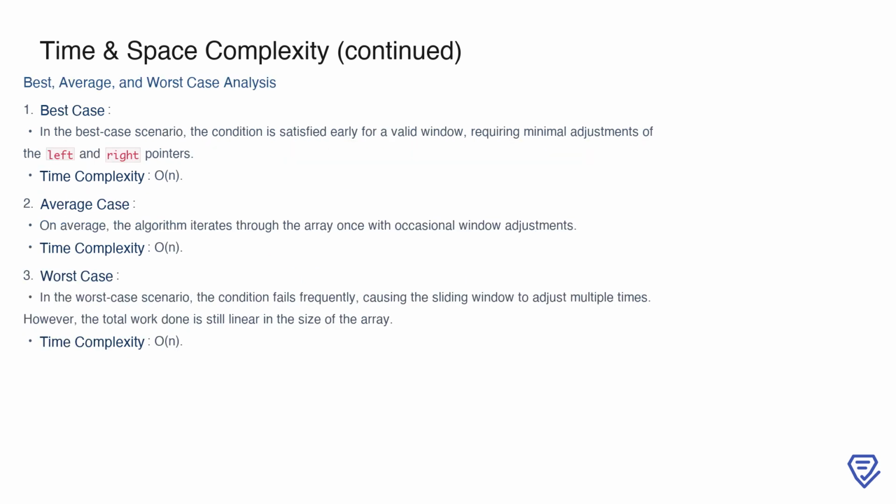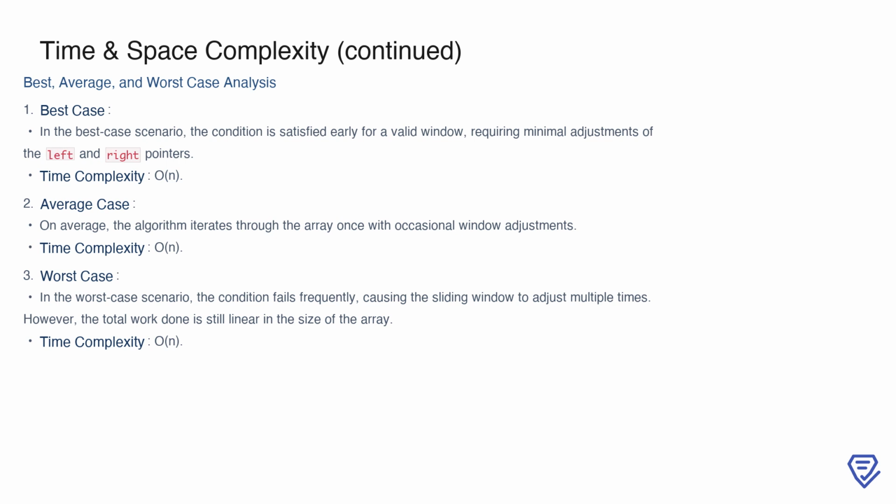Analyzing the solution further, we can consider the best, average, and worst-case scenarios. In the best case, the algorithm finds a valid window early, requiring minimal adjustments to the left and right pointers. Here, the time complexity is O(n), as the array is still traversed linearly. For the average case, the algorithm processes the array with occasional adjustments to the window, but the total traversal remains linear, so the time complexity is still O(n).